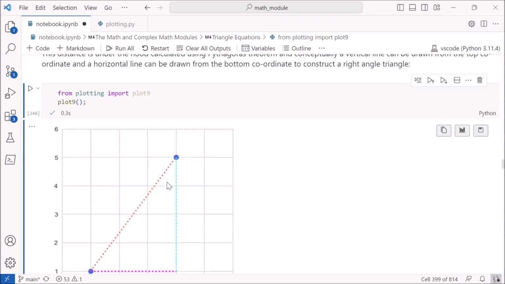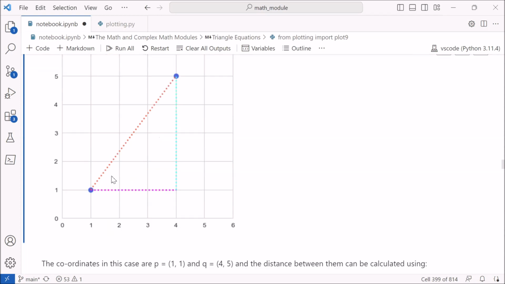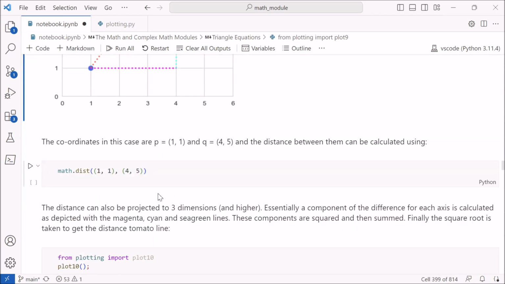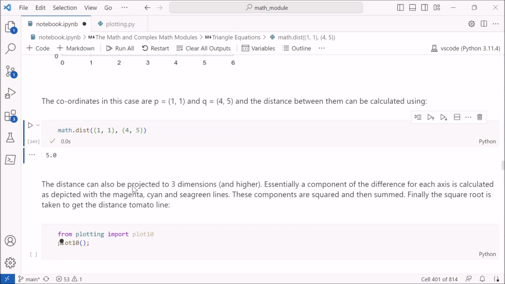So in other words, what we have here is this point 1, 1 and this point 4, 5. And under the hood, if we use Pythagoras' theorem, we've essentially got the same triangle as before. So this is going to be 3 squared, and this is going to be 4 squared, and this length should be the square root of 25, which is 5. So if we specify these two coordinates, we should get a distance of 5, and it works as expected.